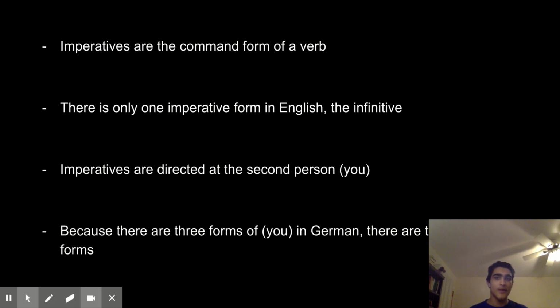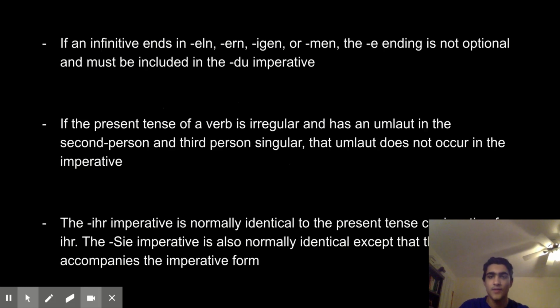And imperatives are the command form of a verb. What does that mean? It means, like I said, run, jump, those types of words. And there's only one imperative in English, and it's the infinitive. When you say run, who are you saying run to? You're not saying run to yourself. You're saying run to someone else, right? So you're directing it at the second person. And that's ultimately the reason why there are multiple forms of the imperatives in German.